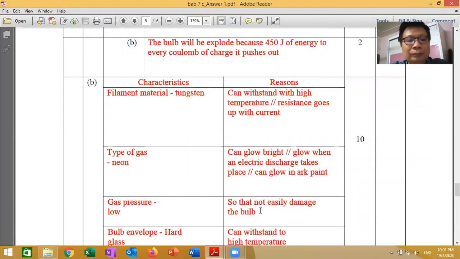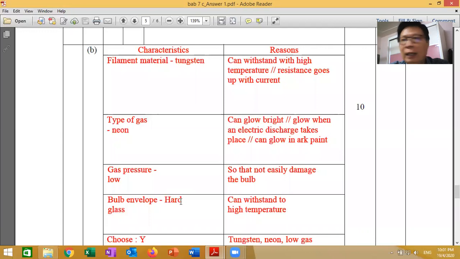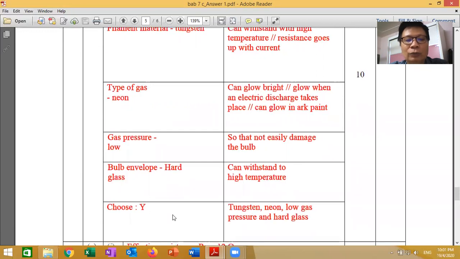The envelope: choose hard glass. It is hard, not easy to break, can withstand high temperature, and is not that fragile. Understand? And the last one is why we choose them: because it is tungsten, neon, low gas pressure, and the envelope is hard glass.